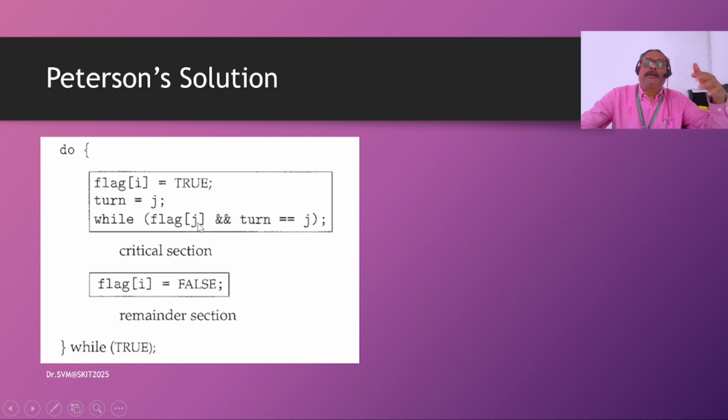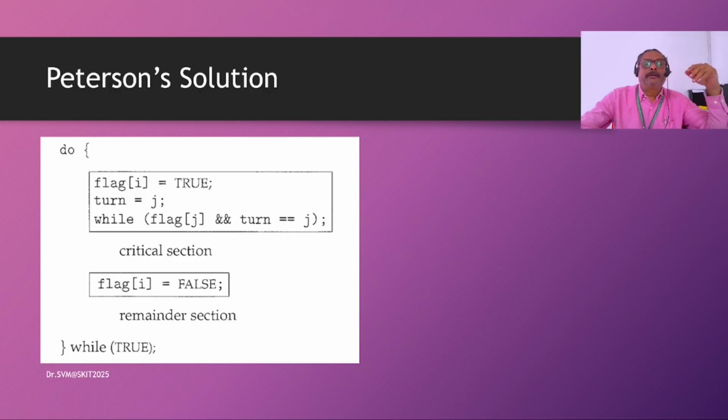So flag J, if the other side, the process J also has raised flag, then flag J will be true, and turn equal to J. If this line is just executed, then this is also true, and hence this condition is true, and this keeps waiting and waiting and waiting. Therefore process I keeps waiting.